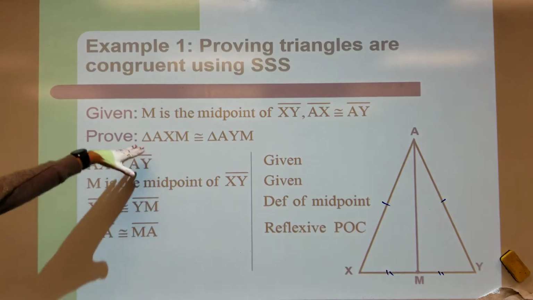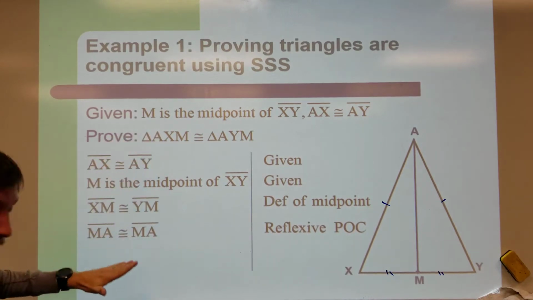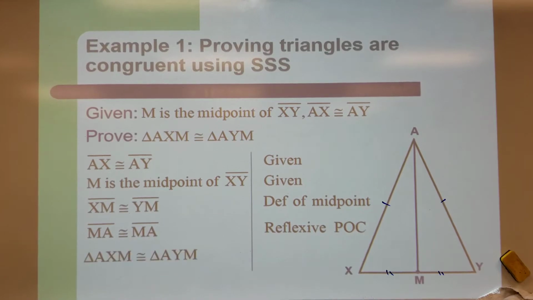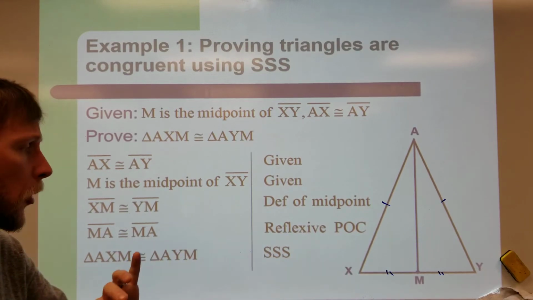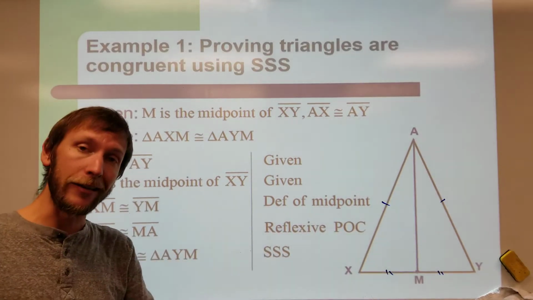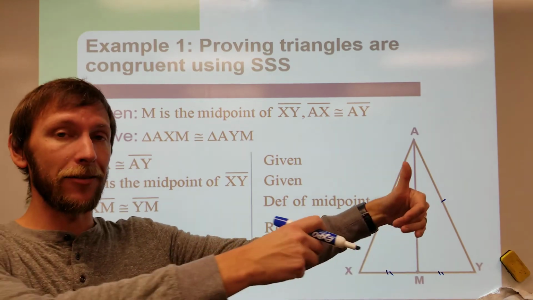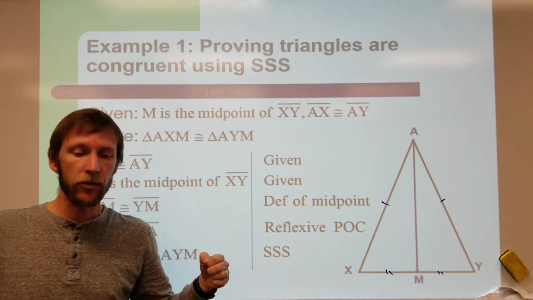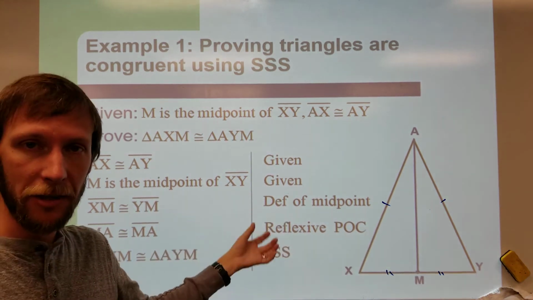Our congruent statement is what we're supposed to prove. Our very last statement is what we're supposed to write down here. Triangle AXM is congruent to triangle AYM, and the reason here is the side, side, side postulate. We're just going to abbreviate that as SSS. It's a lot easier than writing side, side, side and the word postulate. You don't have to write the word postulate on there or even abbreviate it. Just write down SSS, and that is your reason.